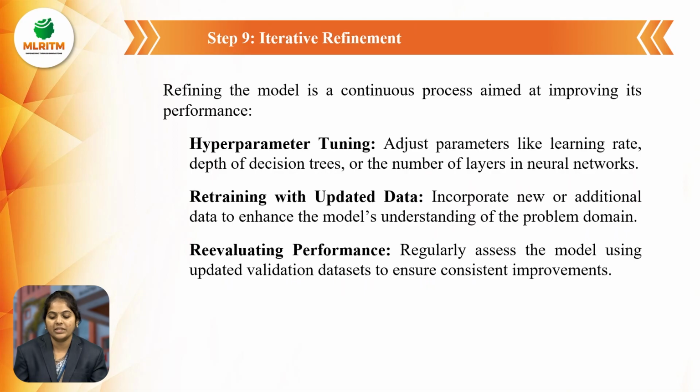And step 9 is iterative refinement. Refining the model is a continuous process aimed at improving its performance. If we find errors while training, or we get any false prediction, then we go with iterative refinement. The first one is hyperparameter tuning. We'll adjust parameters like the learning rate, the depth of decision trees, or the number of layers in a neural network. These are the parameters that get changed in the refinement to get accurate performance.